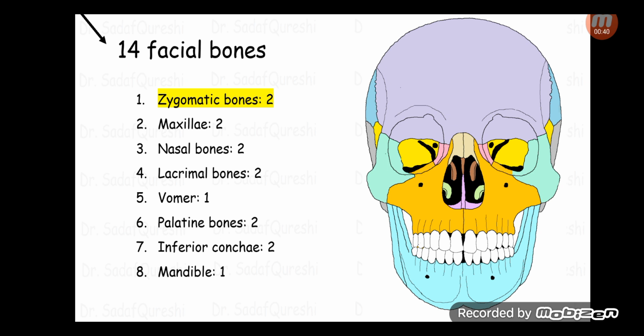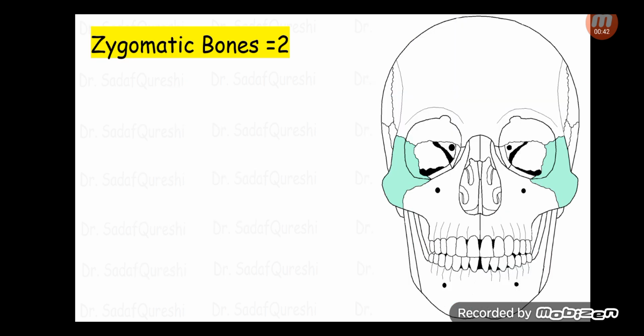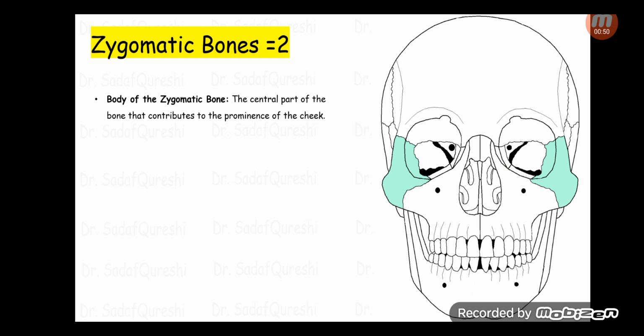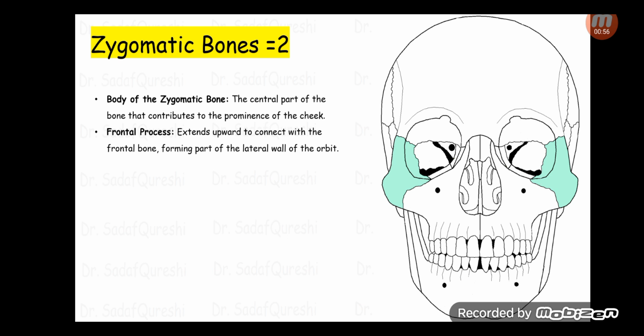Starting our topic with the zygomatic bone, that is a facial bone. They are paired bones. As you can see here, the colored part of the skull is showing the zygomatic bone. It has the body of the zygomatic bone, that is the central part of the bone that contributes to the prominence of the cheek. The other part of it is the frontal process, that is the part that extends upward to connect with the frontal bone, forming part of the lateral wall of the orbit.